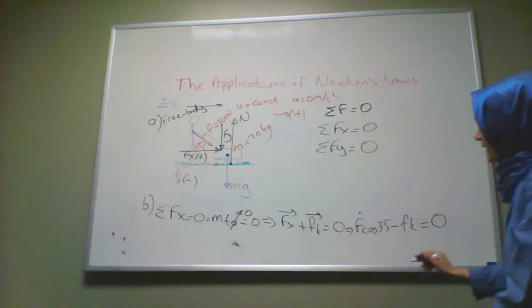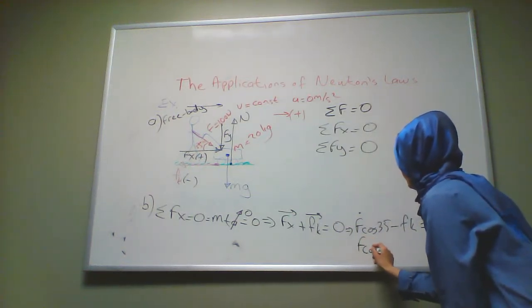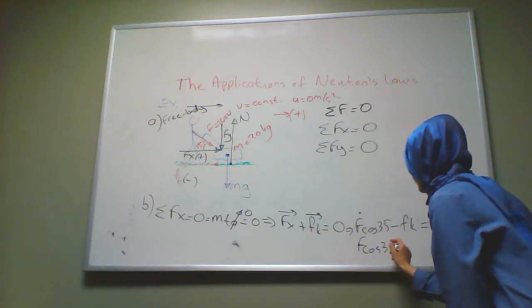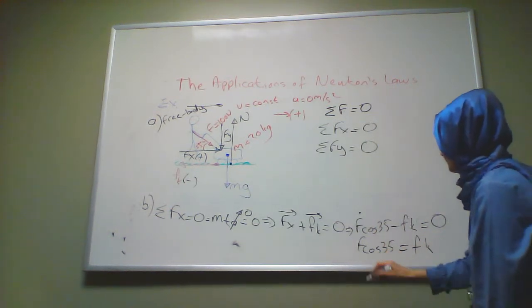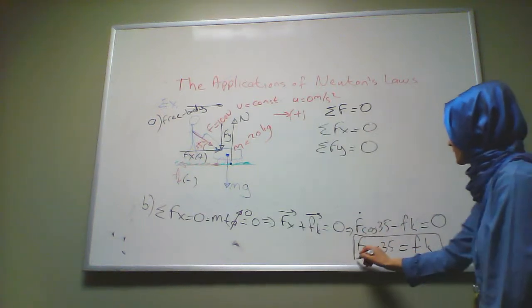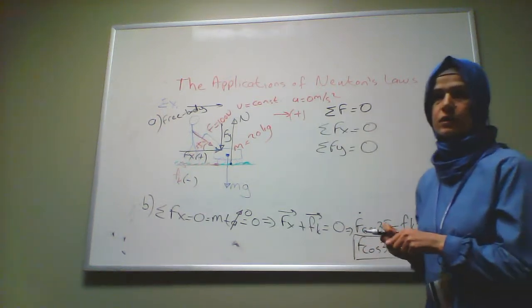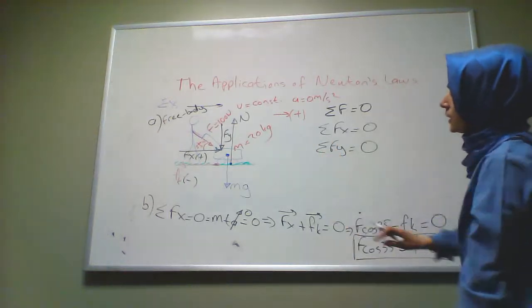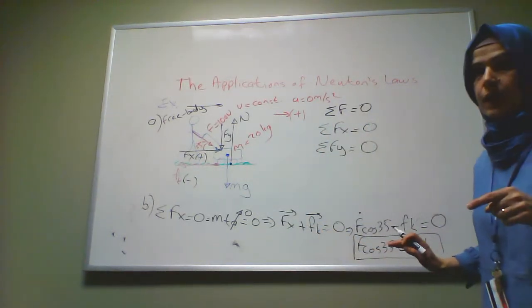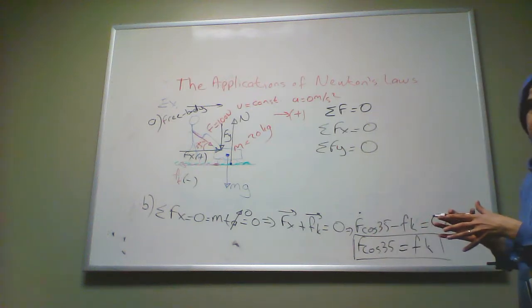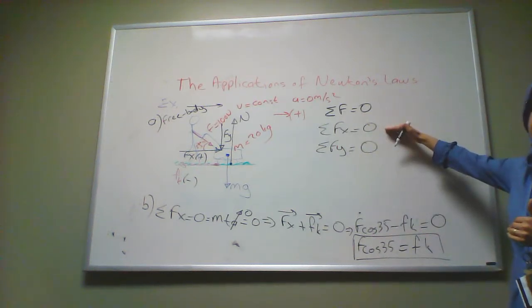What this gives me actually, Fx, or F cosine 35, taking Fk to the other side will be positive, is equal to Fk. So once I find the x component of the force that the person exerted on the lawnmower, this will be equal to the frictional force. Why? Because the system is in equilibrium, total forces along x is 0.